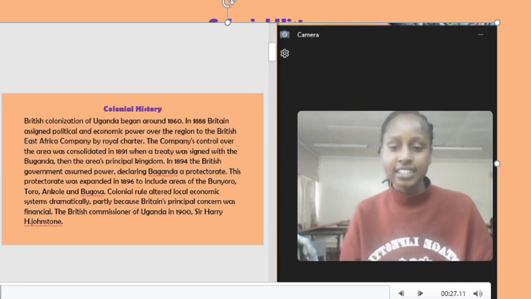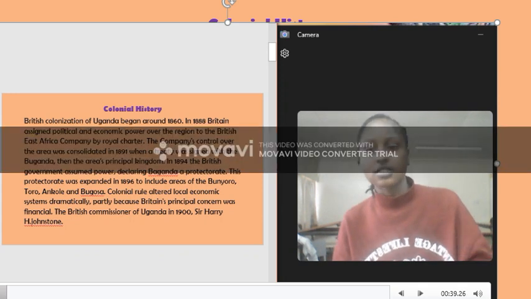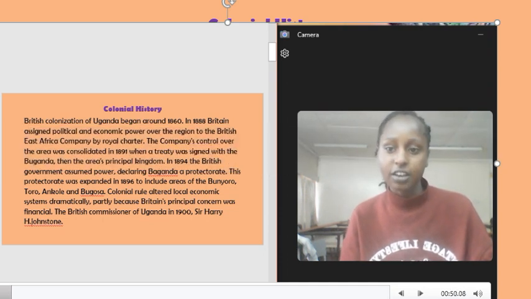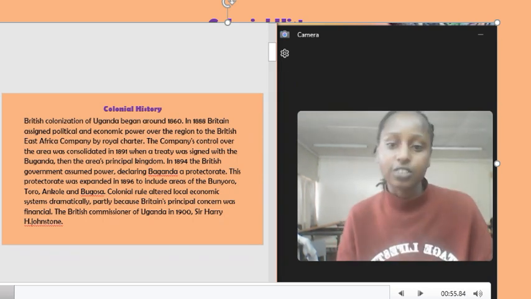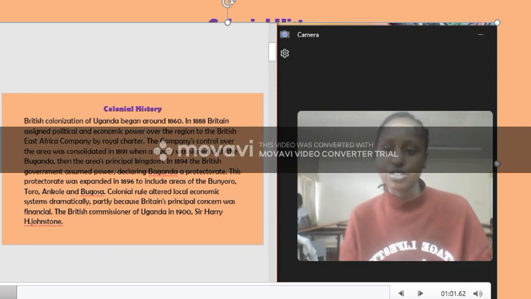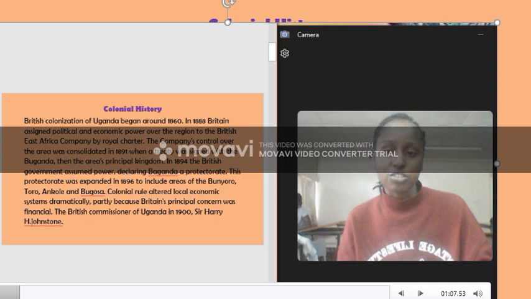British colonization of Uganda began around 1866. In 1888, Britain assigned political and economic power over the region to the British East Africa Company by royal charter. The company's control over the area was consolidated in 1891 when a treaty was signed with the Buganda, the then area's principal kingdom. In 1894, the British government assumed power, declaring Uganda a protectorate. This protectorate was expanded in 1896 to include areas of Bunyoro, Toro, and Busoga.